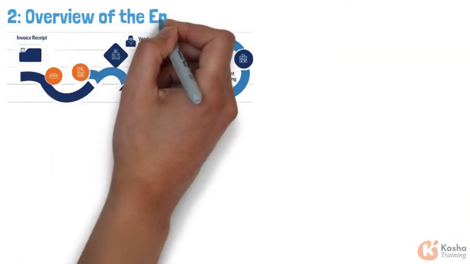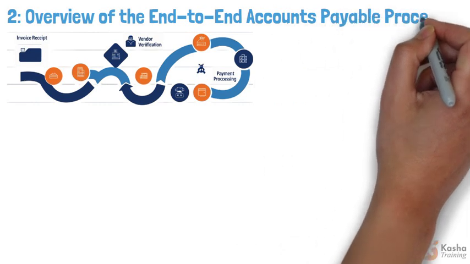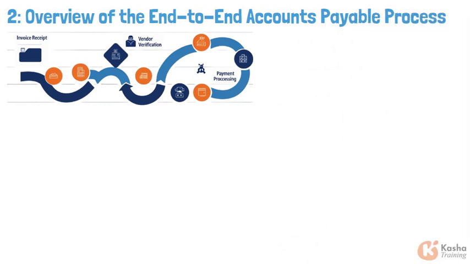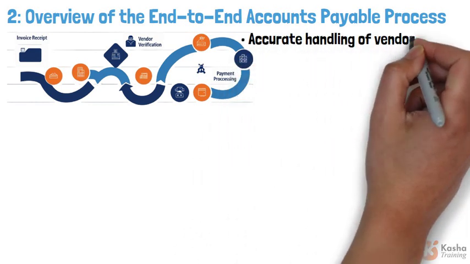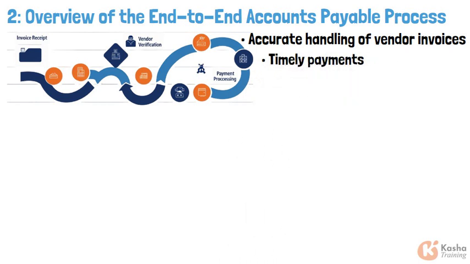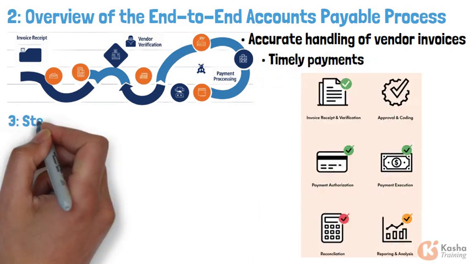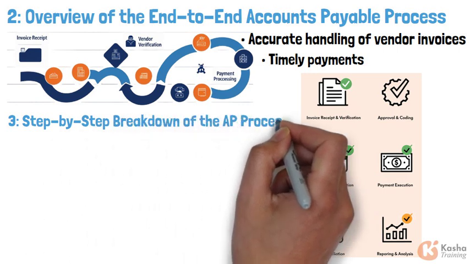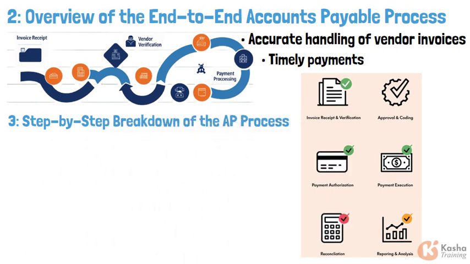2. Overview of the end-to-end accounts payable process. The end-to-end accounts payable process encompasses several key stages that ensure accurate handling of vendor invoices and timely payments. Here's an overview of the complete process flow. 3. Step-by-step breakdown of the AP process. Let's break down the accounts payable process into its main steps.